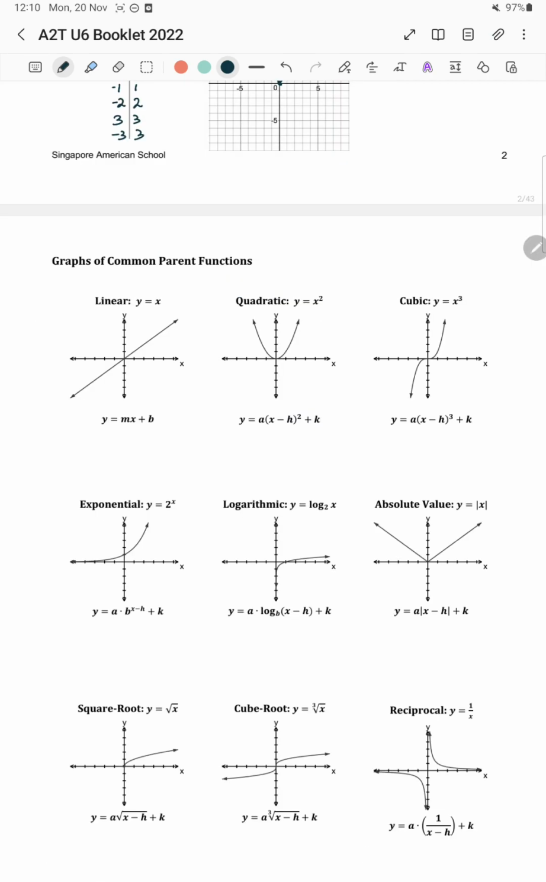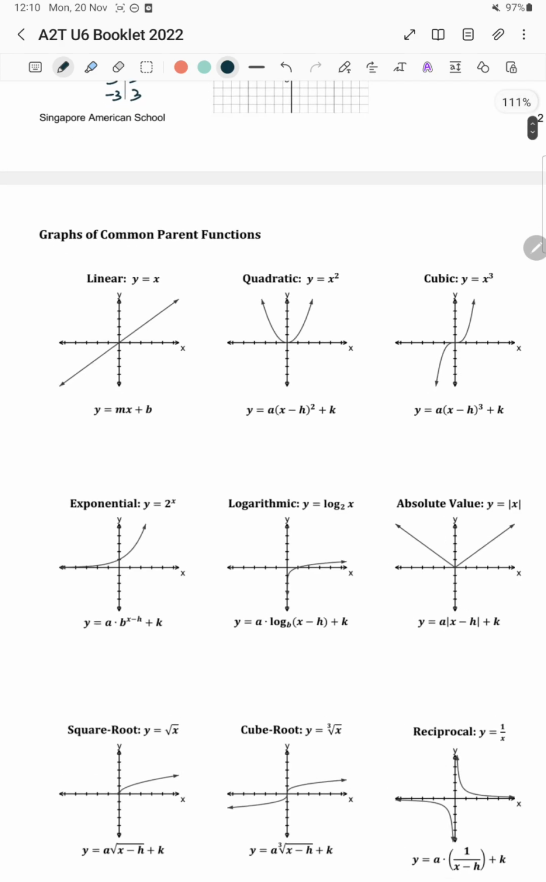Now these are the graphs of some common parent functions. The linear graph is y is equal to x, where y is equal to mx plus c, where m is the slope, and c is the y-intercept. Quadratic function is y is equal to a x squared, where a means the shape, vertical reflection or vertical compression over the x-axis, and h and k mean the vertex.